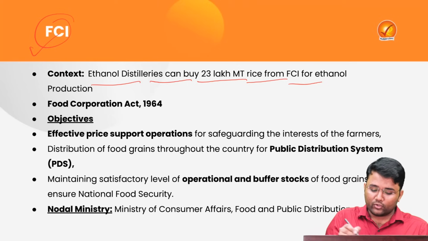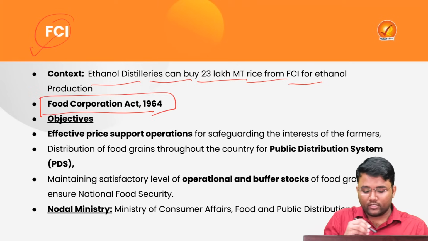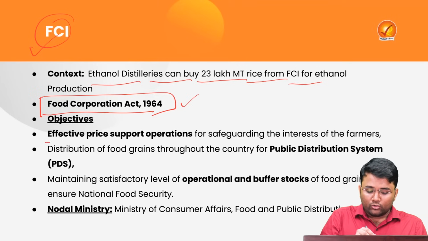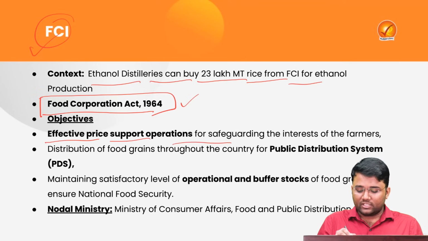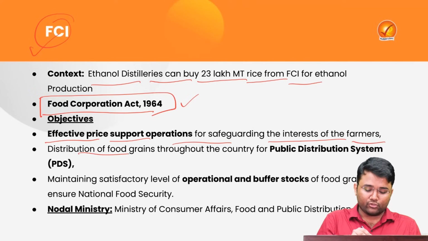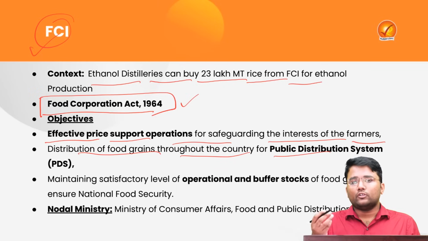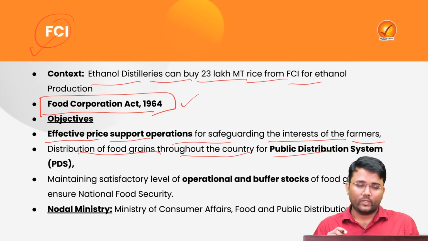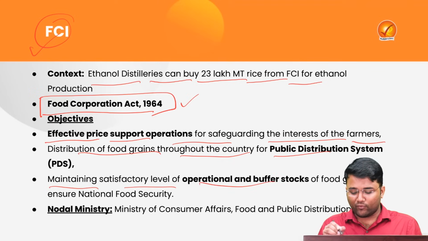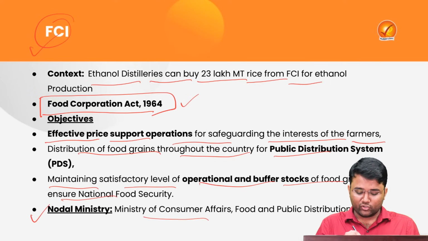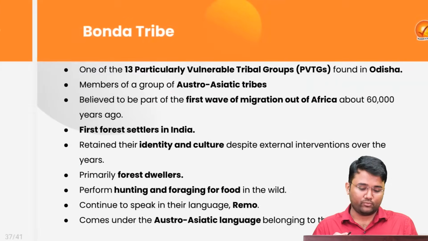The Food Corporation of India is a statutory body established by the Food Corporation Act 1964. Its objectives are to ensure effective price support operations for safeguarding the interest of the farmers, distribution of food grains throughout the country for the public distribution system, and to enforce the National Food Security Act 2013. It also maintains a satisfactory level of operational and buffer stock of food grains to ensure national food security. The nodal ministry of the Food Corporation of India is the Ministry of Consumer Affairs, Food and Public Distribution.